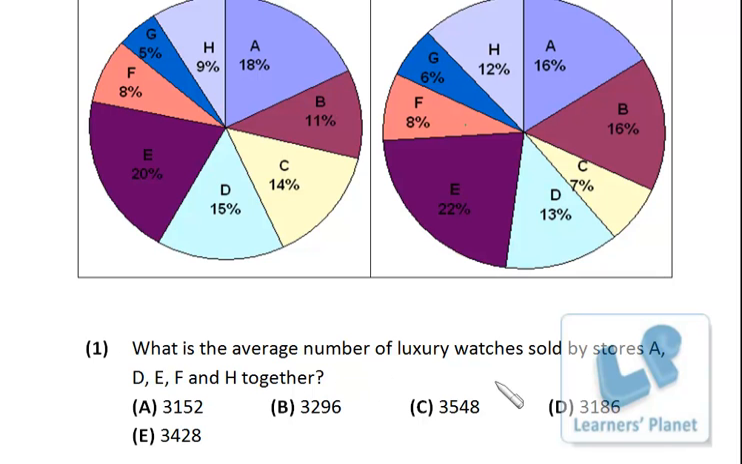Now, what is the average number of luxury watches sold by stores A, D, E, F and H together? A, D, E, F and H. So 18 plus 9 is 27, 35, 55 and 15, 70% of 56,000, right? So 70 into 56. I'll take zeros afterwards. Minus A, D, E, F, H: 28, 36, 49 and 71. So 71 into 32, right? Now we have this, and we have to divide it by 5.